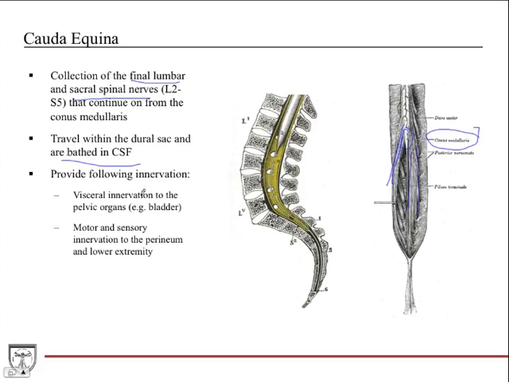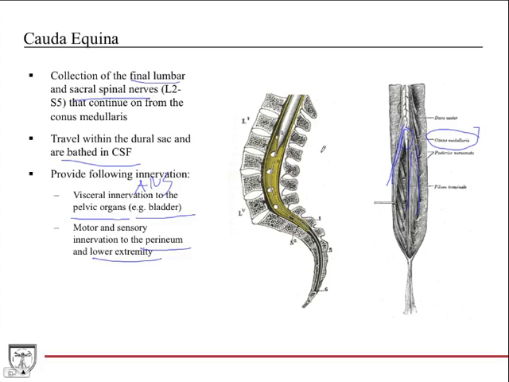And they provide both visceral and somatic innervation. So they provide visceral or autonomic, ANS, innervation to the pelvic organs such as the bladder. And then you have somatic, motor, and sensory innervation to the perineum, and then the lower extremity. So your leg, most of your innervation to your legs is provided by the cauda. It originates in the cauda equina.